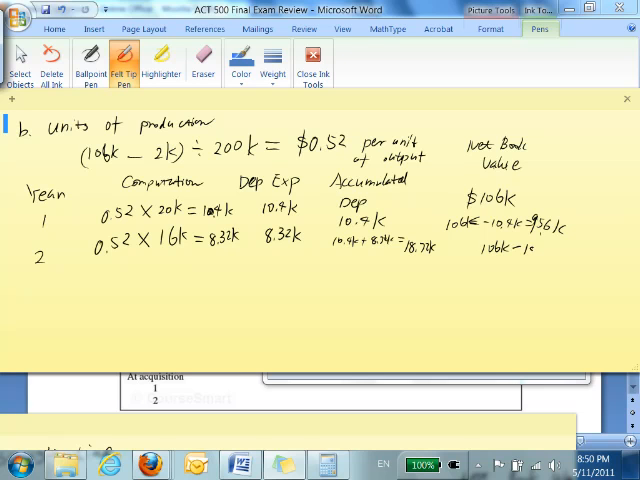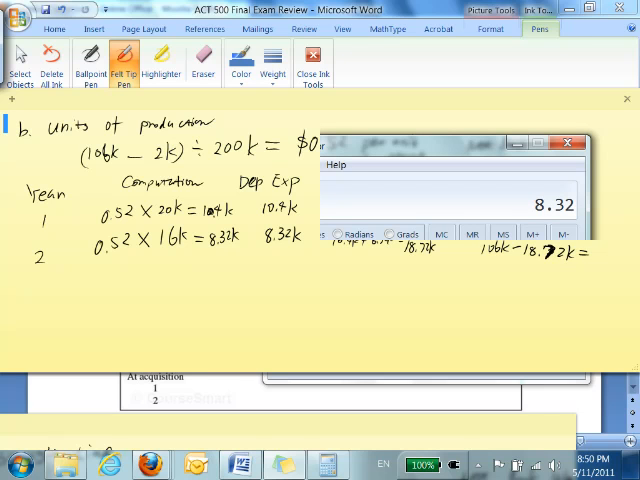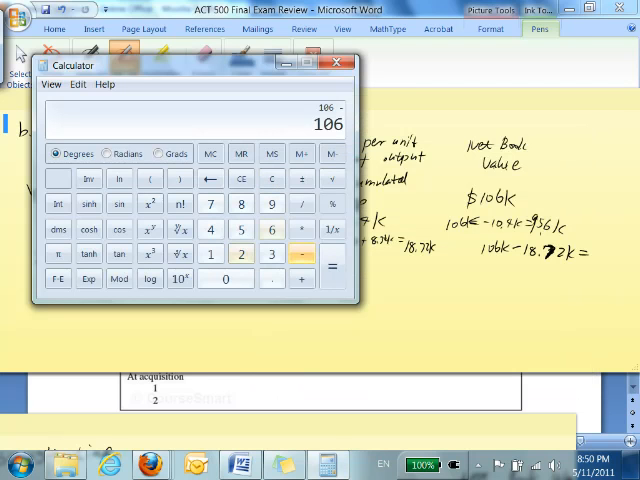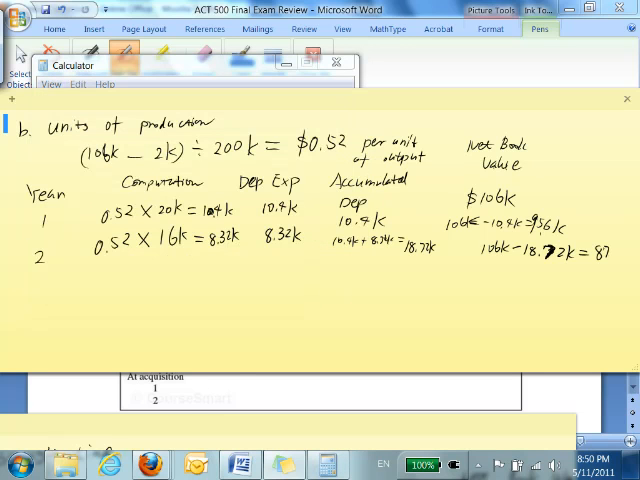And net book value is 106K original cost minus accumulated depreciation, 18.72. 106 minus 18.72, we get 87.28K, or 87,280. This is the units of production method.